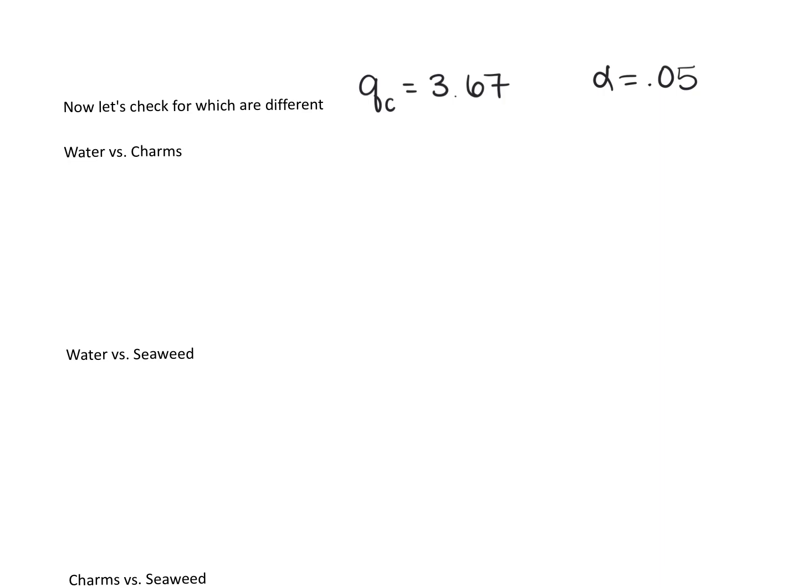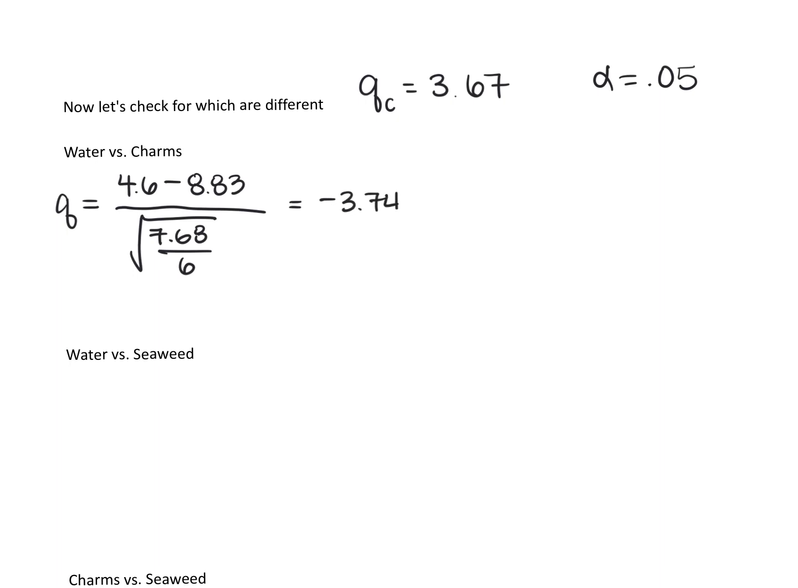So let's find our statistic for the water versus the Lucky Charms. So we're going to take the mean, 4.6 minus 8.83, over the square root of our within group variance, 7.68 over 6, which is going to give us negative 3.74, which again, we want to compare its absolute value. So the absolute value of negative 3.74 is greater than our Q critical value, which means we are going to reject, and they are significantly different.